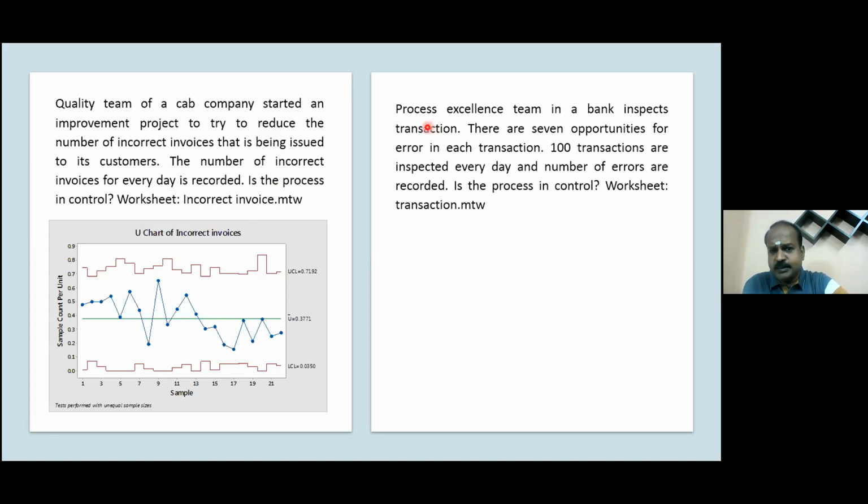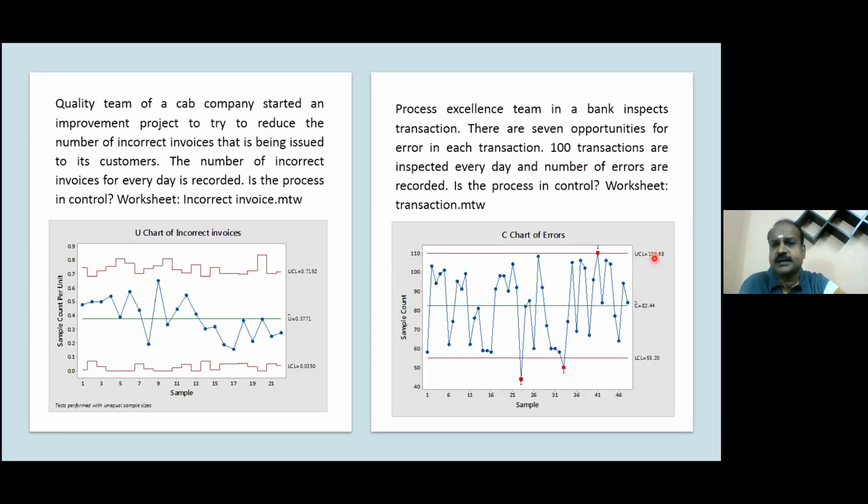On the other hand, a process excellence team in a bank inspects transactions. There are 7 opportunities for error in each transaction. 100 transactions are inspected every day and the number of errors is recorded. Again, just by reading the question, you can understand what your interest is. Do you want to monitor the proportion of defectives or the number of defects? Here you are monitoring the number of defects, and the subgroup size is constant. When the subgroup size is constant, you can go for the C chart. You will see a flat upper control limit as well as lower control limit.